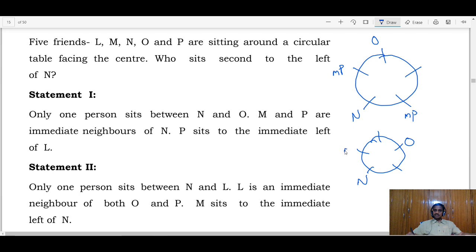And here also M and P are immediate neighbors of N. Then who is the person left over? L is the person left over. P sits to the immediate left of N. L, P will be here. M will be here. And P sits to the immediate left of L.